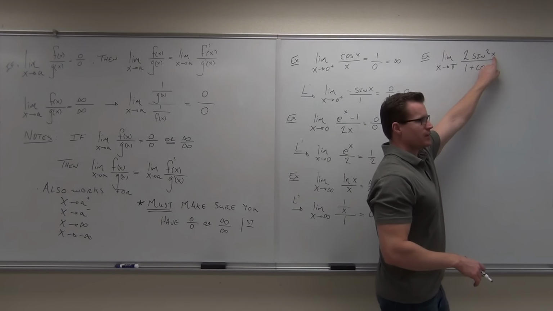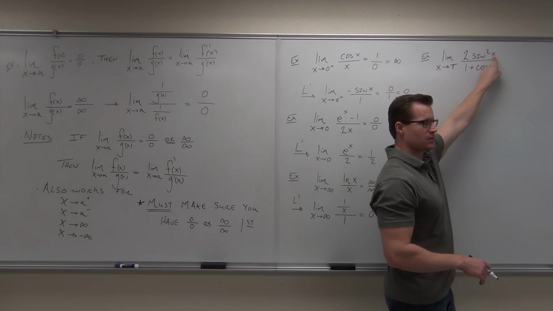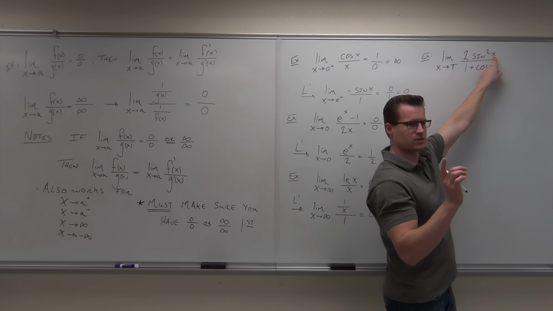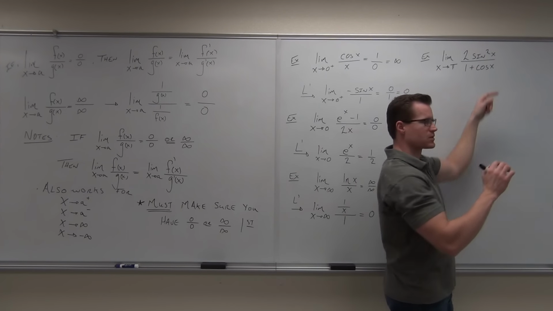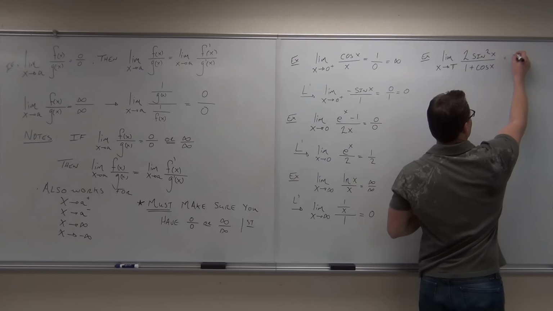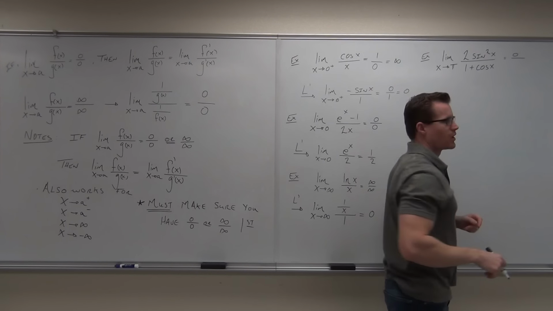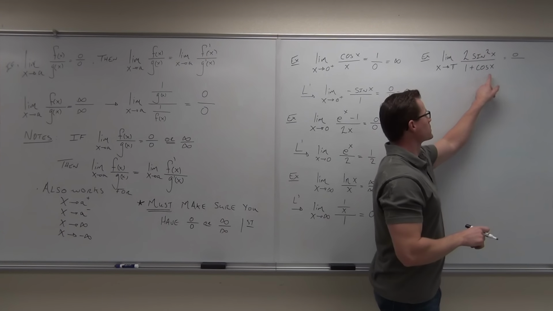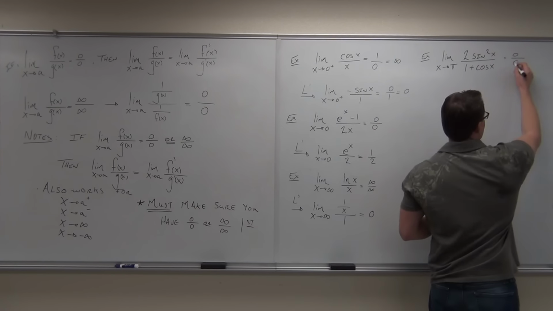Do you know what the sine of pi is? It is 0. So 0 squared is still 0, times 2 is 0. How about cosine of pi? How much is cosine of pi? Negative 1. 1 plus negative 1 is? 0. Is L'Hopital's rule going to work?